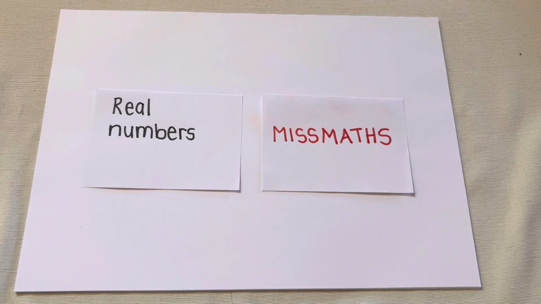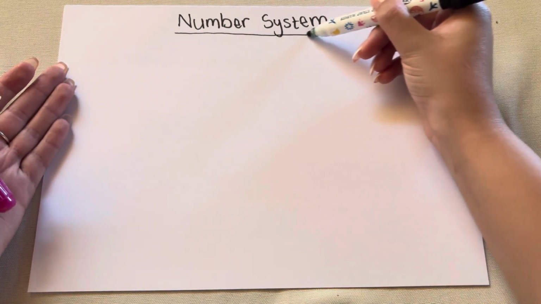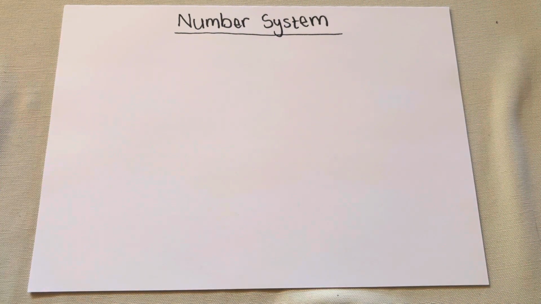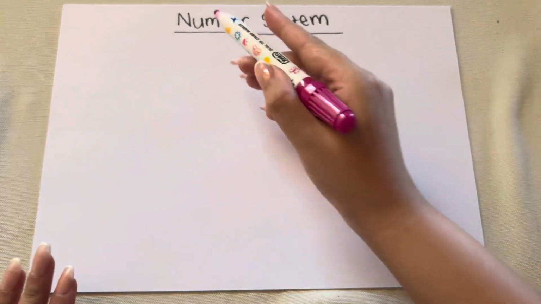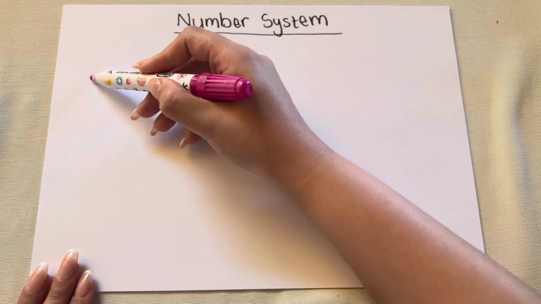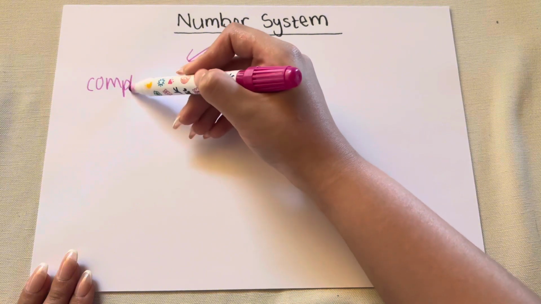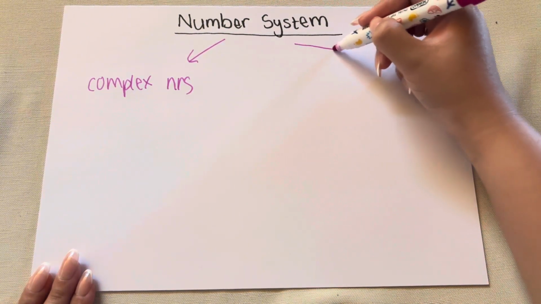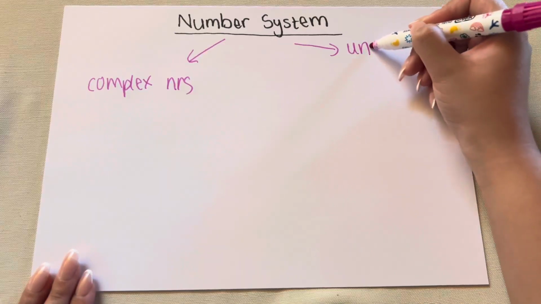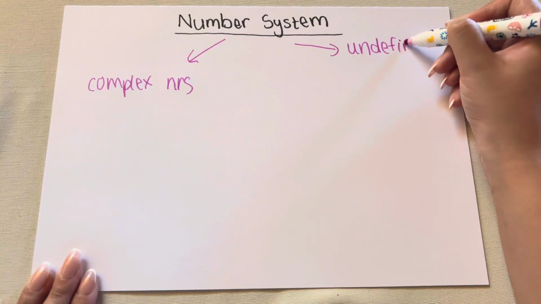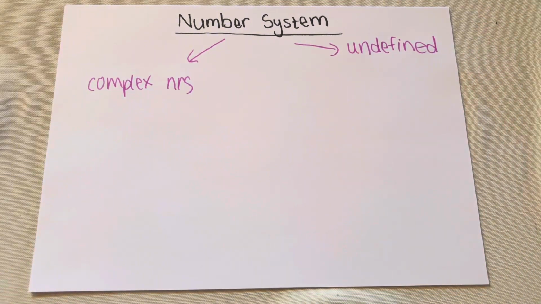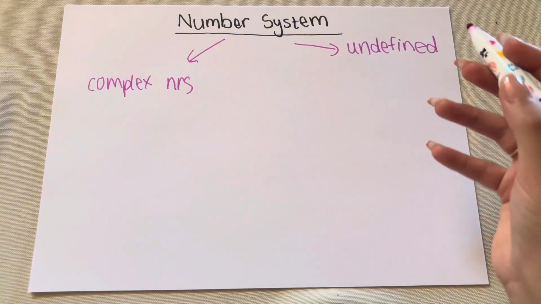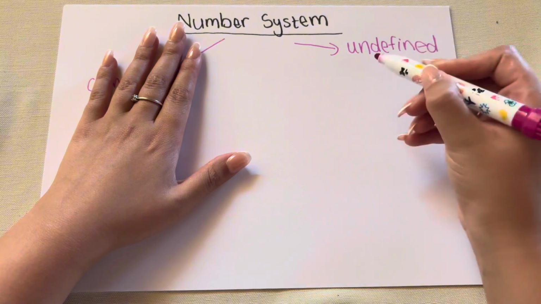In today's lesson, we are learning about the real number system and the applications thereof. Looking at our number system, it consists of the following. The first branch is called the complex numbers. And on the other side, we are going to look at undefined numbers. Undefined simply means when we have terms that are divided by 0.